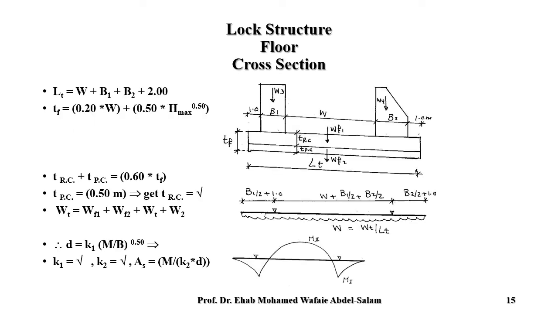Look at the stress under the uplift pressure, something like that. We can find the design depth. We can design it as a concrete section, something like that. D equals Q1 multiplied by the moment M over B, all under a square root, to the power 0.5.